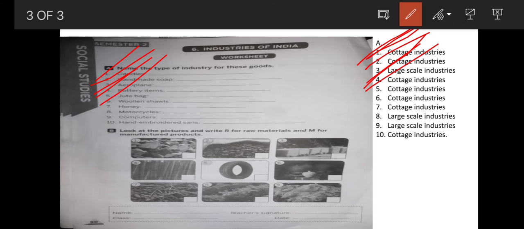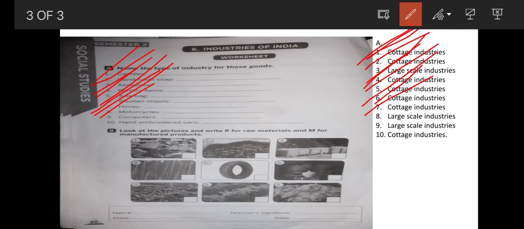Jute bag. So in cottage industries, jute bag is made. And woolen soles, where woolen soles are made? Woolen soles are made in cottage industries. 7. Honey. Honey is also cottage industries.